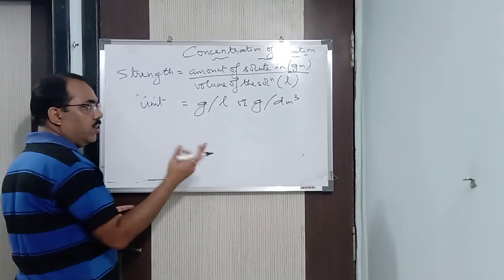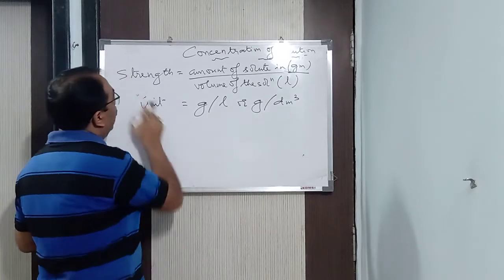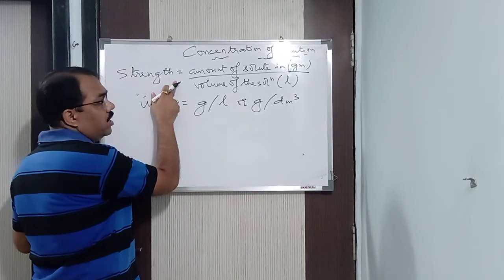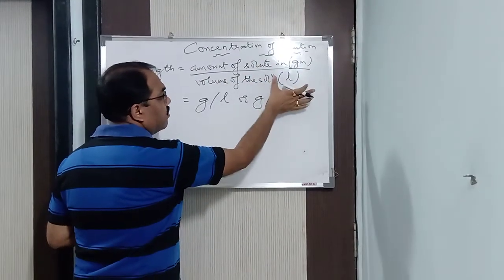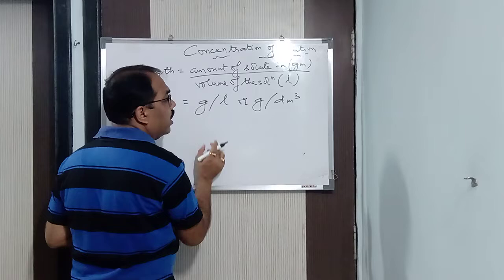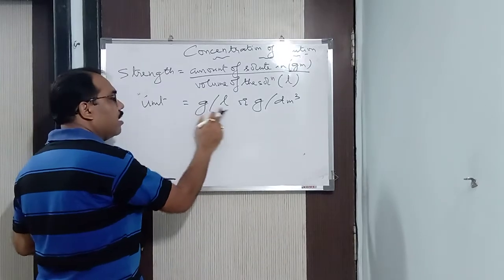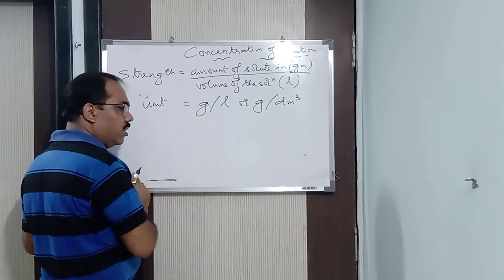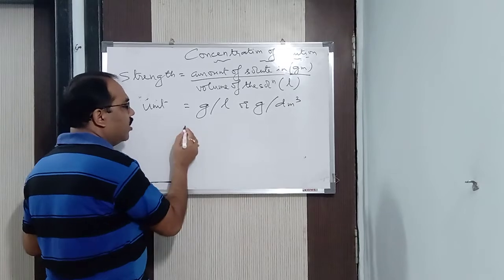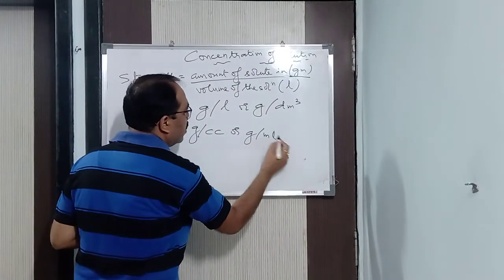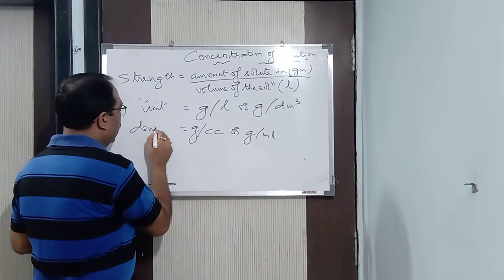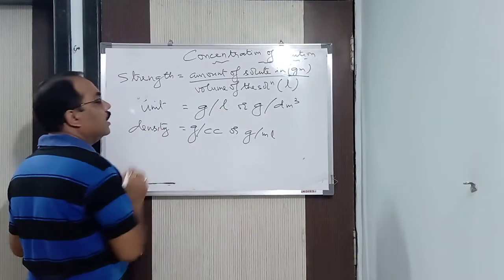There is no difference between liter and decimeter cube. In this way, strength of the solution is the amount of the solute in grams present per liter of the solution, that is, volume of the solution is measured in liters. The unit is gram per liter or gram per decimeter cube, no other unit. You will say, sir, then what is gram per cc or gram per ml? It is nothing but density. It's a unit of density.